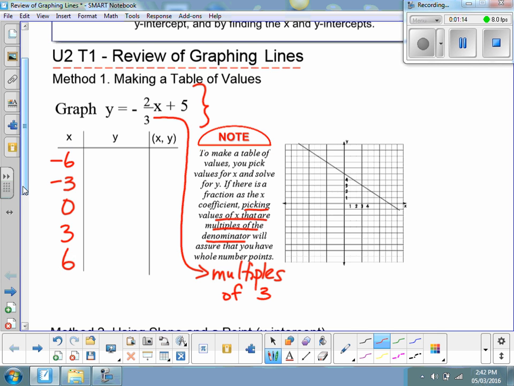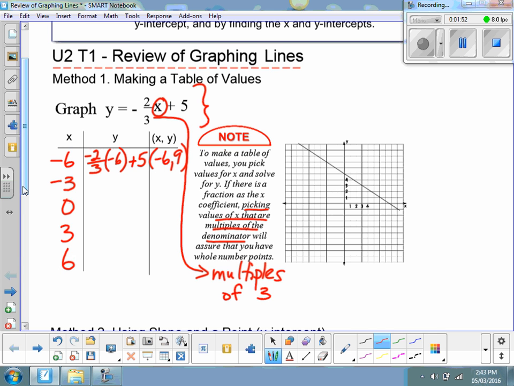So now to figure out y, I'm going to substitute the x values that I've chosen into the equation where the x is. So if I'm going to substitute in -6 first, it's going to be -2/3 times -6 plus 5. So -2 times -6 is going to be +12. Divided by 3 is going to be 4. Plus 5 is going to be 9. So I get 9 for y. So my first point is going to be -6, 9.